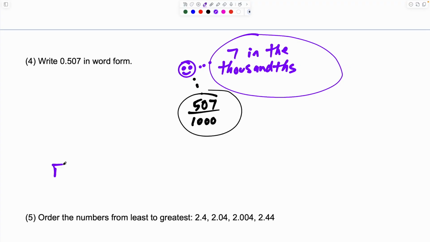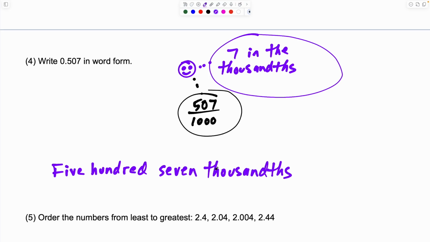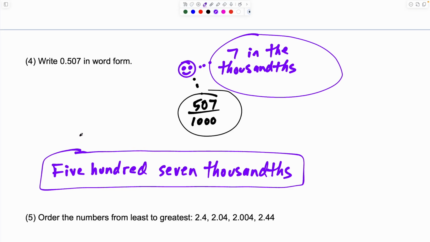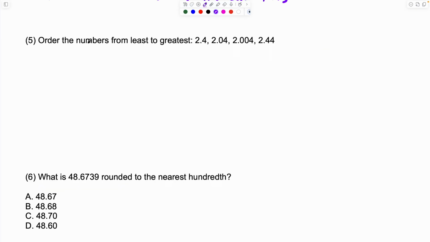So I have 500, 7. So I have 507. And then we have thousandths at the end. So that's 1,000 with a THS at the end. So this would be the word form of 0.507. Question 5, order the numbers from least to greatest.